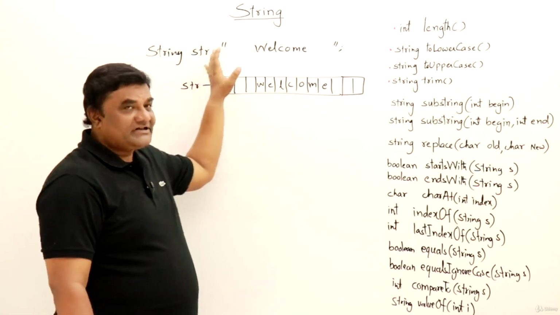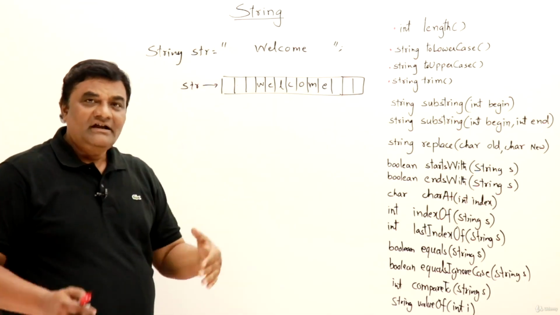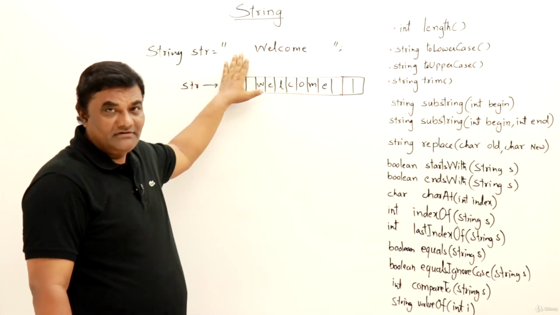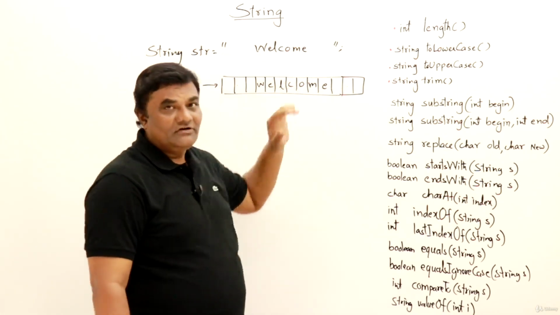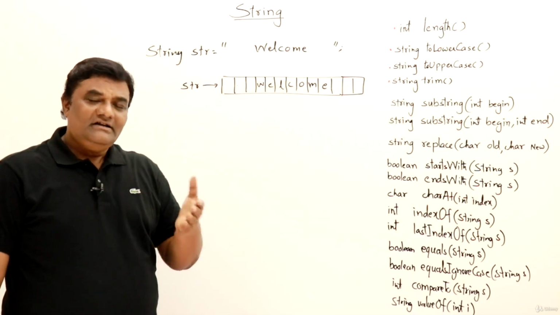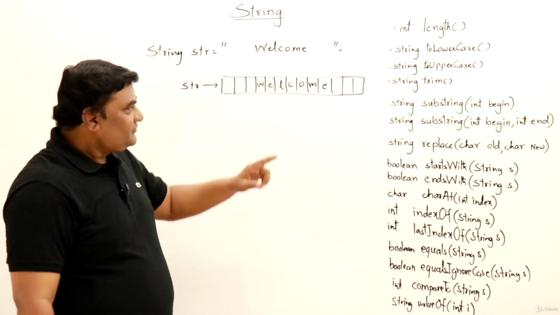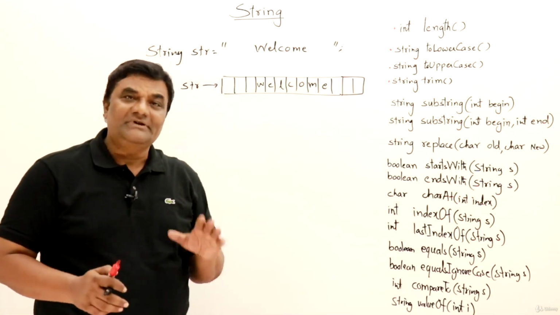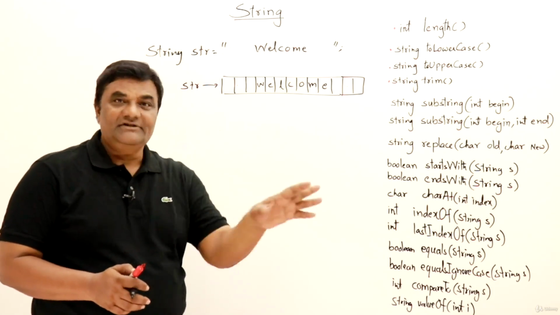Here I have taken a new string. In this string I have written "welcome", that is a message or a string. And if you observe, there are some blank spaces before the word welcome, and some blank spaces after the word also. So there are some leading or trailing blank spaces. If you use the method trim, it will remove those blank spaces.